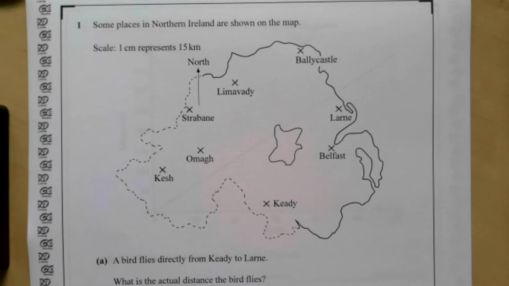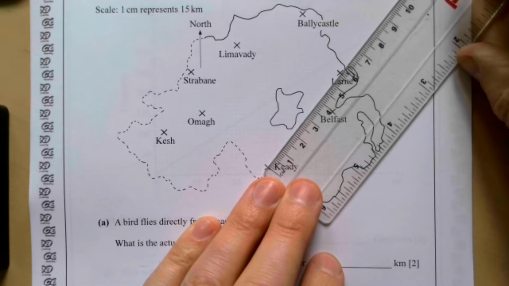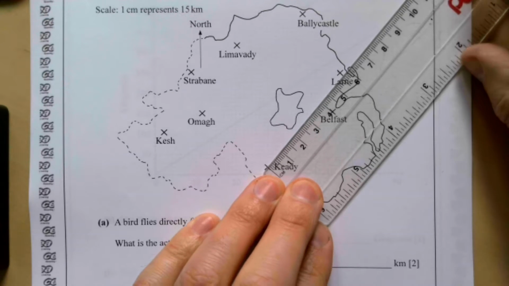Some places in Northern Ireland are shown on the map. The scale is 1 centimetre represents 15 kilometres. A bird flies directly from Keady to Larne. What is the actual distance the bird flies? So if we measure here from Keady to Larne, be as accurate as you possibly can.